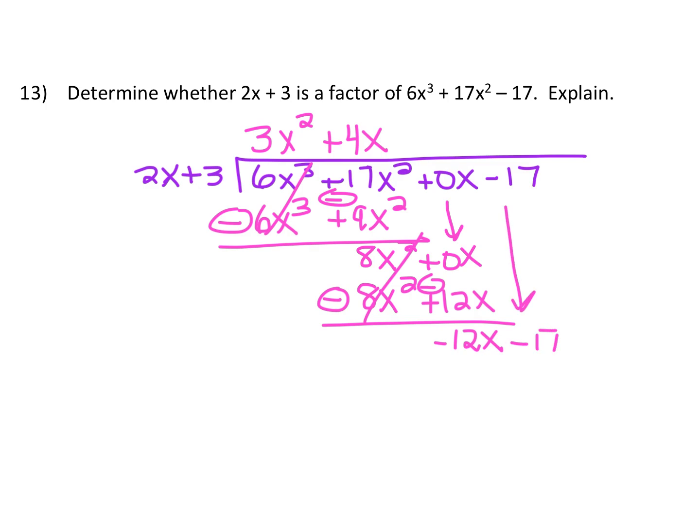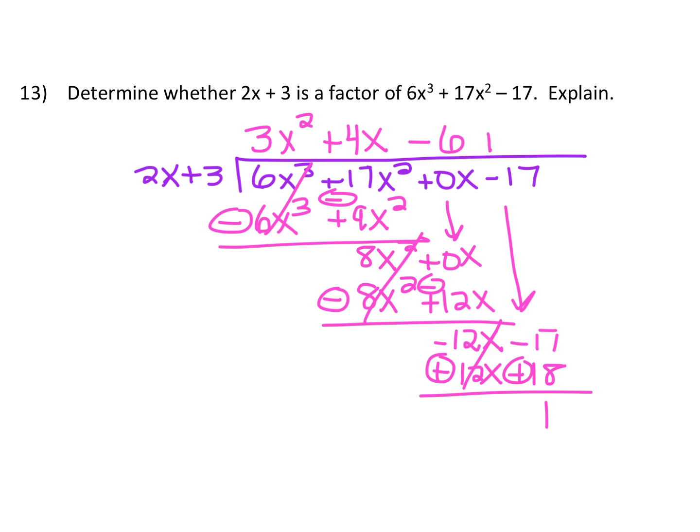All right, so let's do it one more time. What do we multiply 2x by to give us negative 12x? Well, negative 6. So we put that up here and distribute. Negative 6 times 2x is negative 12x. And negative 6 times 3 is negative 18. And then we're going to change our signs and circle them. So the first two terms cancel off, but negative 17 plus 18 is positive 1. So that is our remainder.